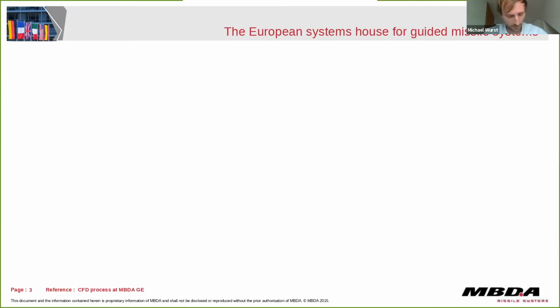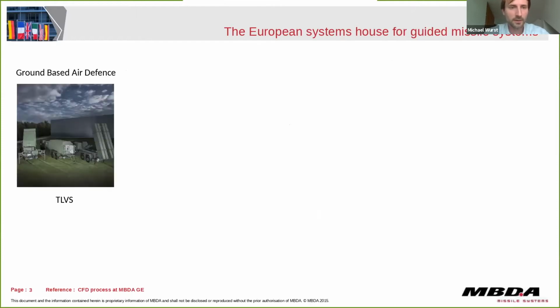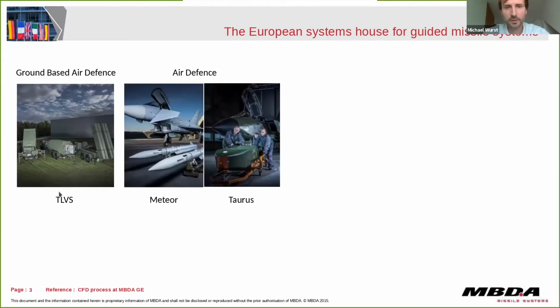Now to some products and the markets we are in. The first product or market is ground-based air defense. There we have in Germany the TLVS system. It's an air defense system which is developed together with Lockheed, and it should be the successor of the well-known Patriot system in Germany in the future. Then we build missiles for fighter aircraft.